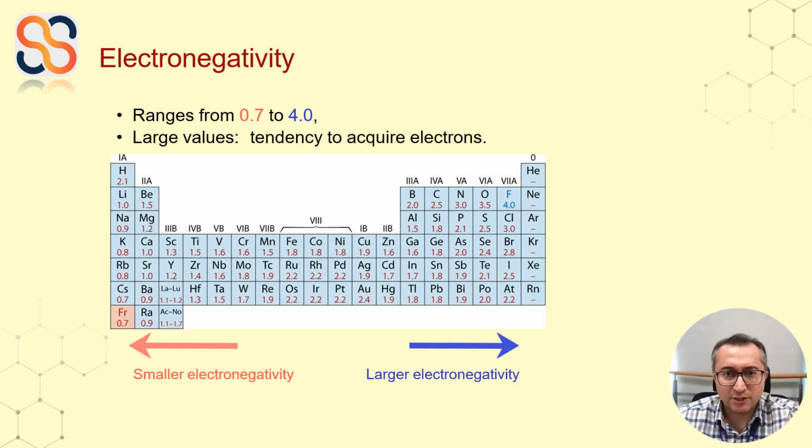Conversely, larger electronegativity values signify that the element is more electronegative and will likely gain electrons to form negative ions. This is common in elements like oxygen and chlorine, which want to get electrons to fill their outer shell.